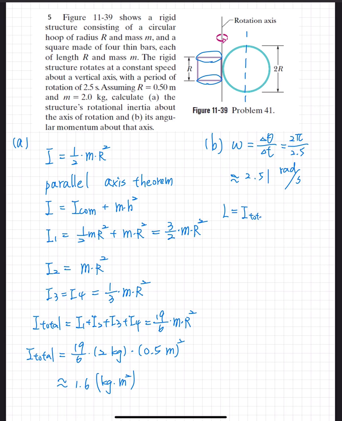And the angular momentum is equal to rotational inertia times angular velocity. So we can get the answer 1.6 kilogram times meter squared times 2.51, and the unit is radians per second. So we can get the answer is about 4.0, and the unit is kilogram times meter squared per second. And this is the part B answer.